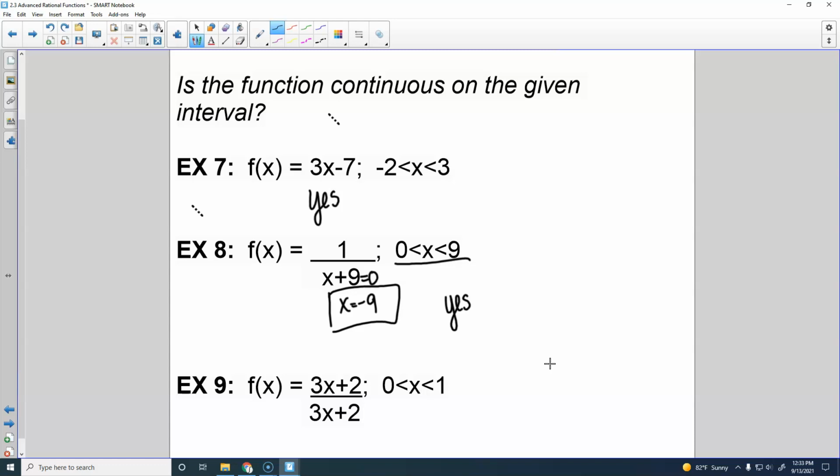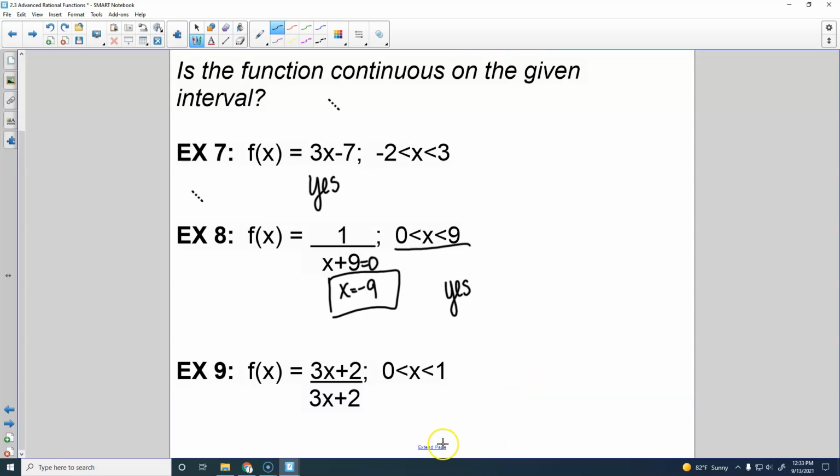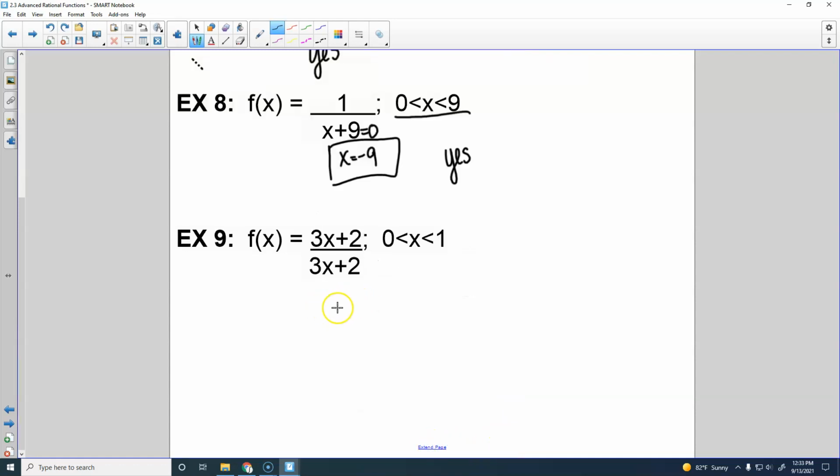All right, let's see, CB, where is our discontinuity for number 9? Or how would we find it? Okay, so we're going to set that denominator equal to 0. What would we do from there? Okay, we're going to subtract that 2. So 3x equals -2. And then what would we do? Divide by that 3. So x equals -2/3.